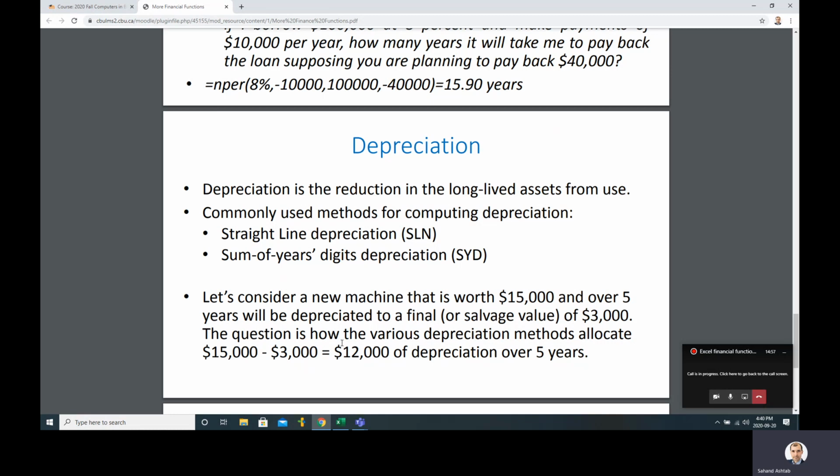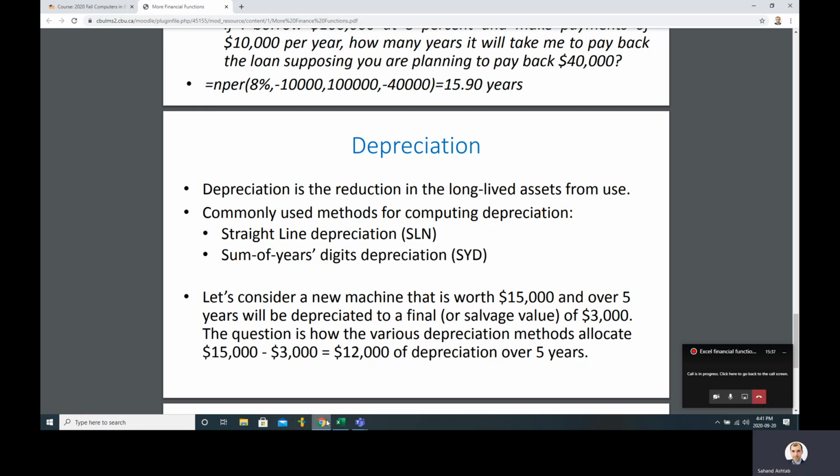Now with straight line depreciation, the total amount of depreciation is uniformly distributed across all years. That means from 15,000 to 3,000, there's a total of $12,000 depreciation over 5 years. So if you do 12,000 divided by 5, you get $2,400 a year. So in year 1, it is depreciated by 2,400, and that's the same in years 2, 3, 4, and 5, for a total of 12,000.